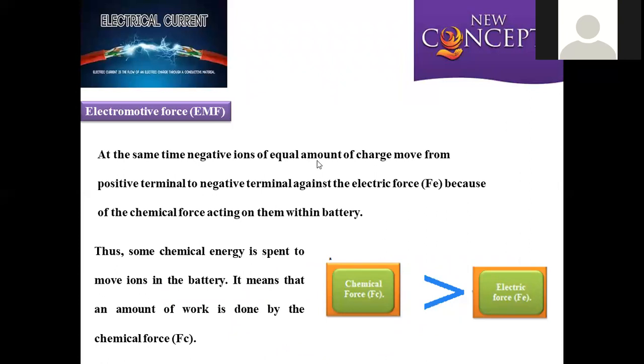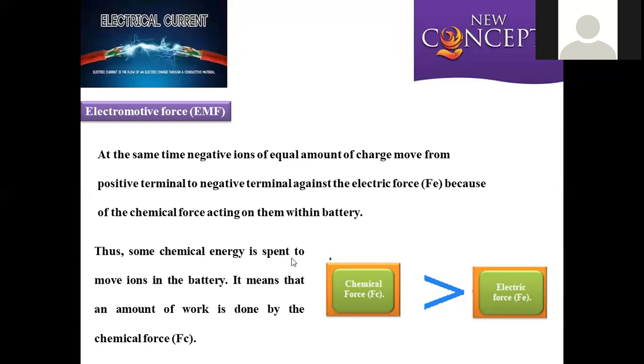At the same time, an equal amount of negative charge moves from the positive terminal to the negative terminal against the electrical force, because chemical force is operating within the battery. Where the chemical forces are greater than the electrical forces, under those conditions, the electrons are supposed to move from the negative terminal to the positive terminal against the electric force, because the chemical forces are the driving force for these electrons to move in this circuit.